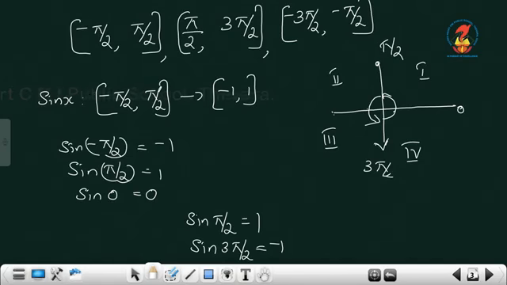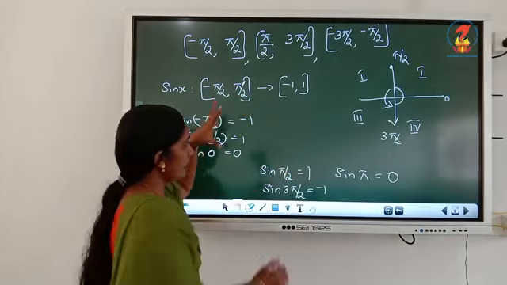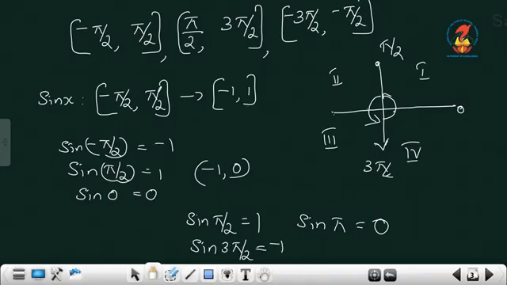Then here at this point, what is that point? Sine pi, 180, that value is 0. So look, we get minus 1, 1, 0. Then between minus 1 to 0, that negative side we get from this quadrant, and 0 to 1 is possible in the first quadrant.